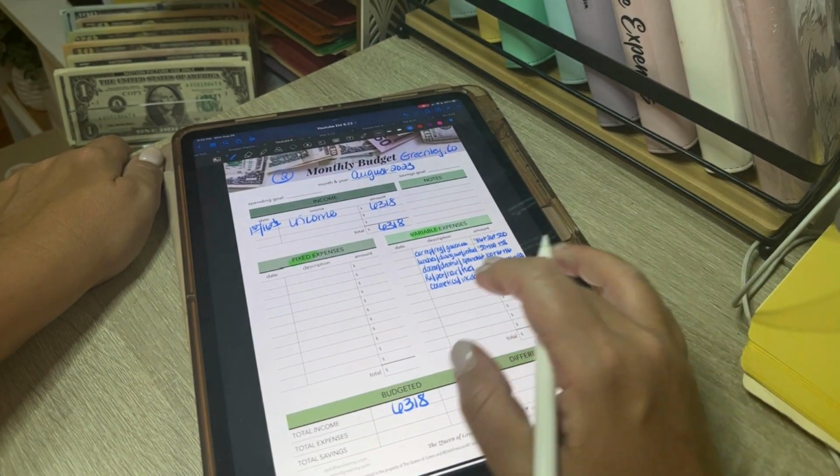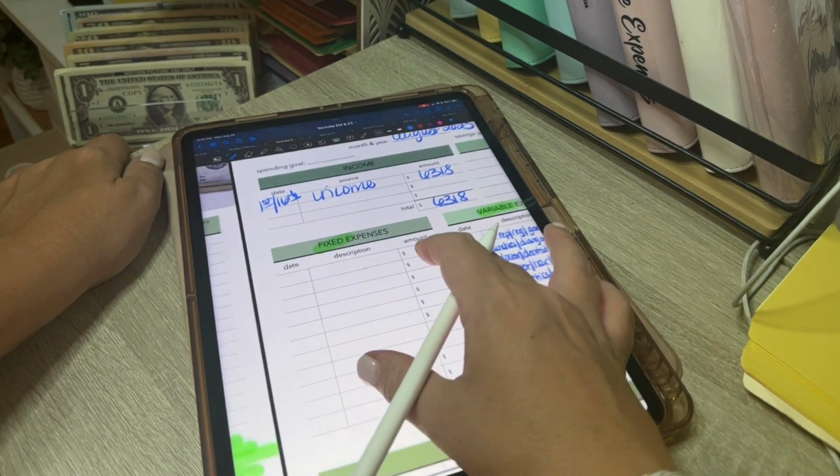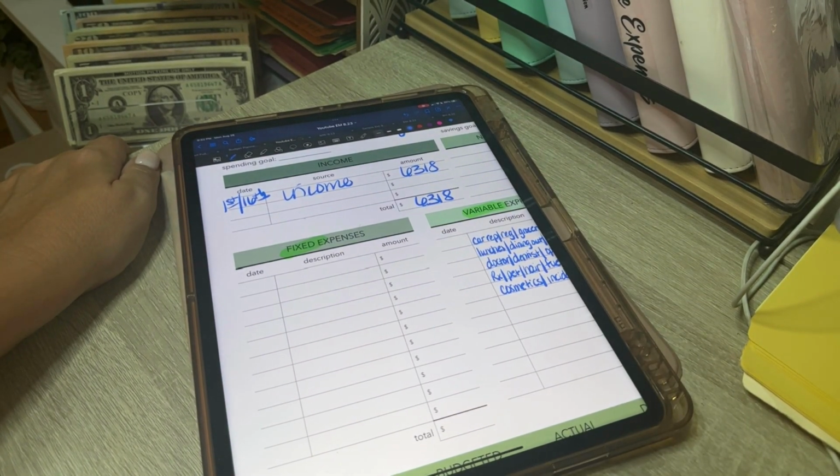And once those are all in, then I can go ahead and fill in all the rest of the expenses based on their due dates and put them in order.